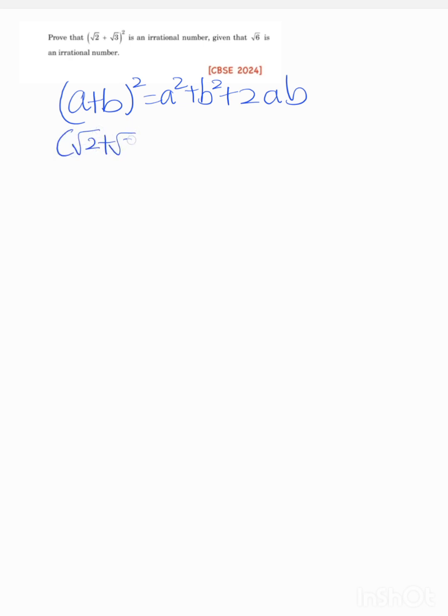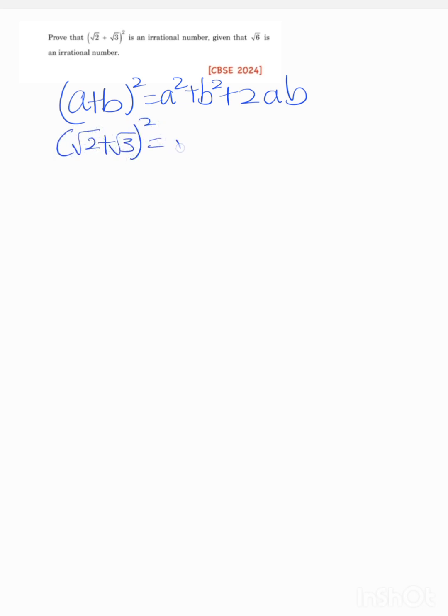Let's see how to prove that (root 2 plus root 3) the whole square is irrational, given that root 6 is an irrational number. We can prove that by the (a plus b) the whole square method, that is, (a plus b) the whole square is equal to a square plus b square plus 2ab. So we can substitute (root 2 plus root 3) the whole square in this format.